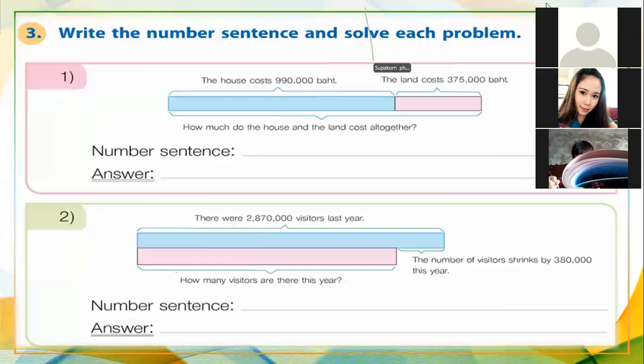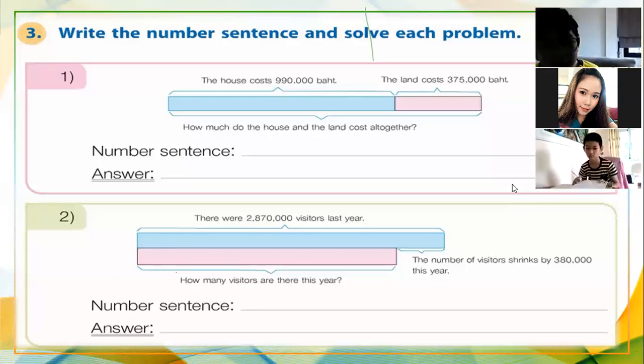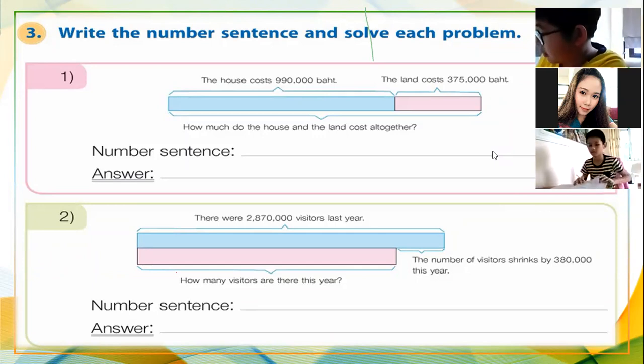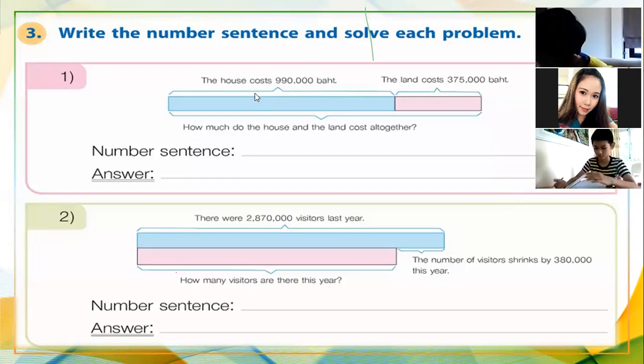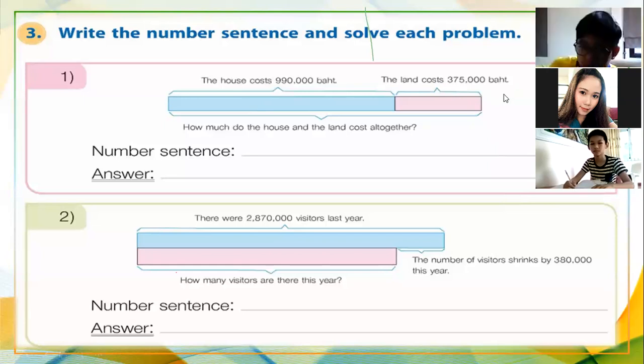Okay, now here. Okay, students, so now write the sentences and solve each problem. Here we have the house costing 990,000 baht, and the land costing 375,000 baht. So here we have two figures.